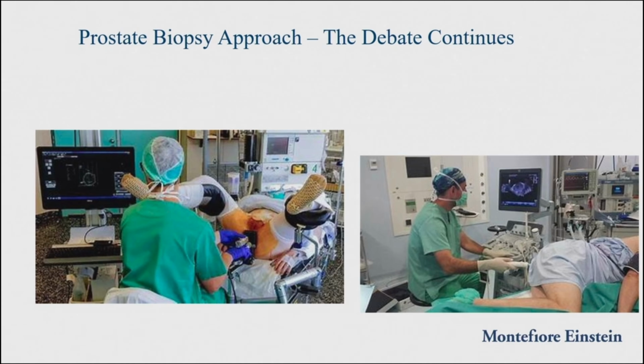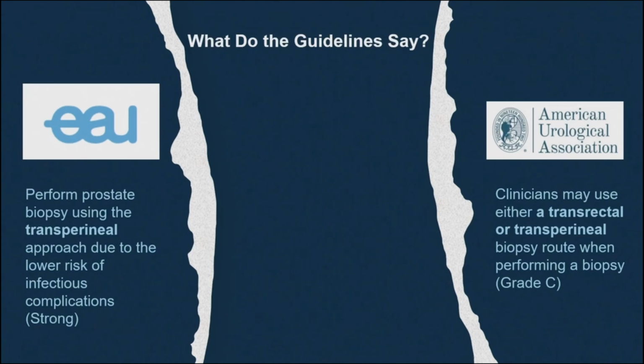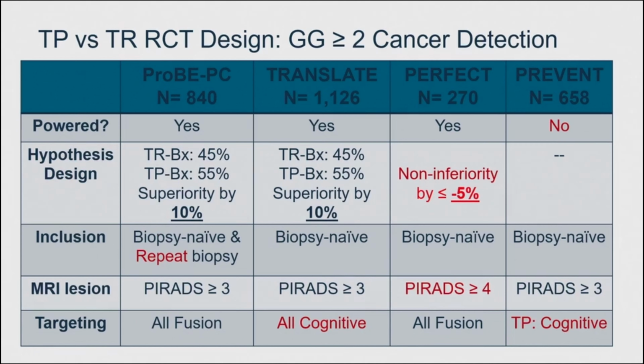Okay, so I would say the debate continues, transperineal versus transrectal. We heard before EAU recommends doing transperineal. Strong recommendation. AUA, consider either one. Grade C. So looking at the cancer detection rates between these 4 RCTs, 3 of the 4 showed no difference in cancer detection rates between each of the approaches.